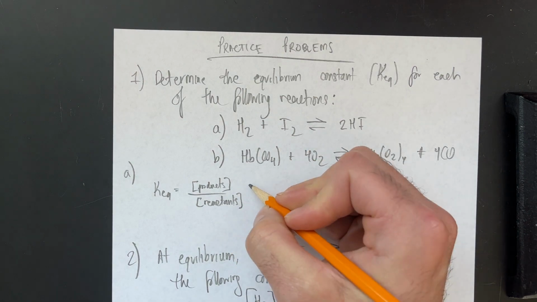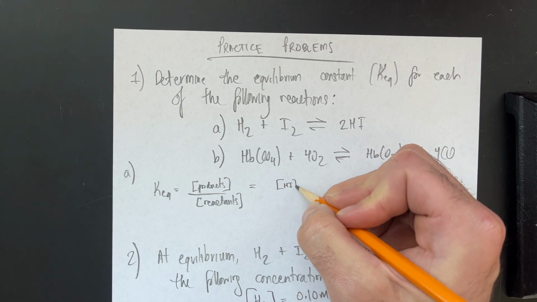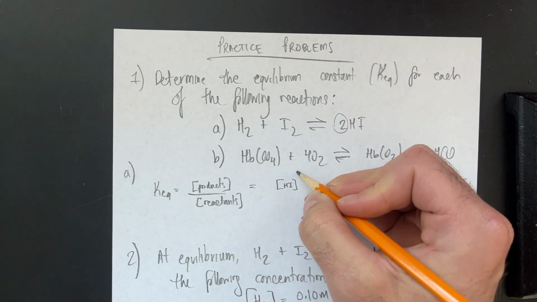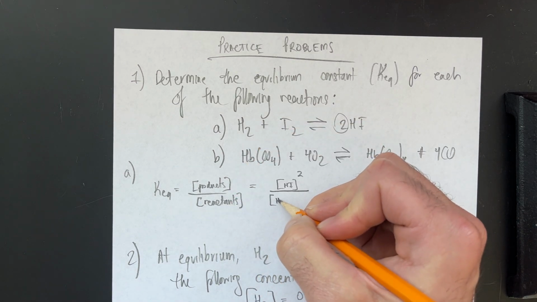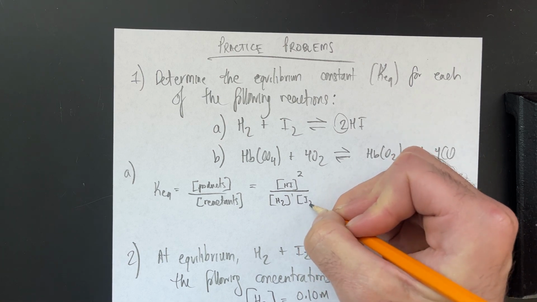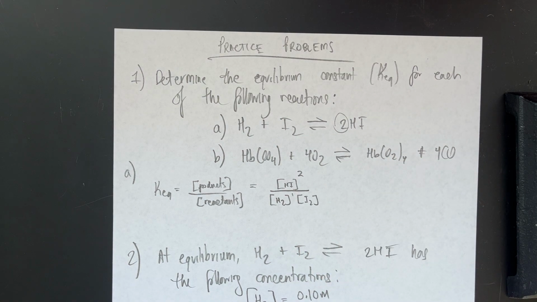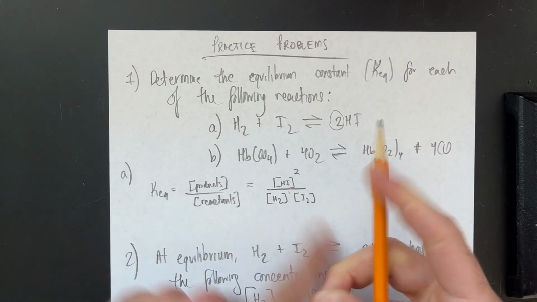And so here, our product is HI, right? And we remember we saw that this coefficient needs to become the exponent. So we're going to put that as the exponent, and then over H2. You could put 1, but you don't really need it, times I2. And again, we don't really need that 1, right? And so I'm just going to box this.